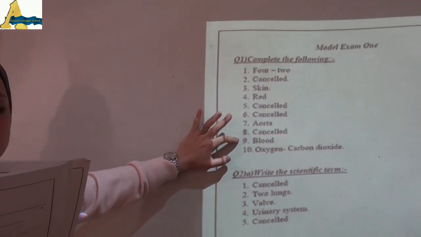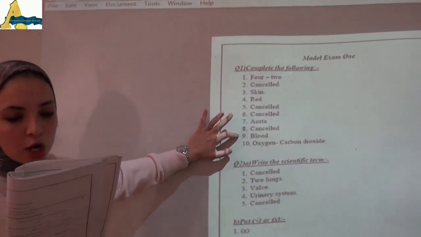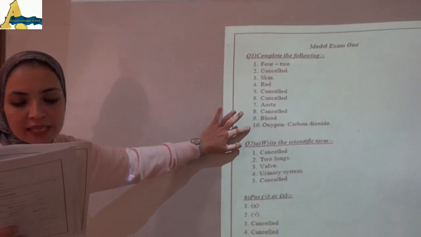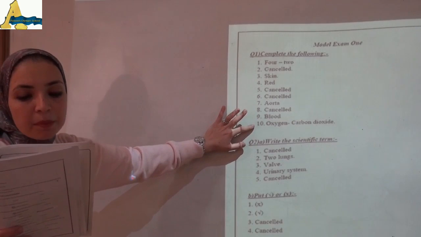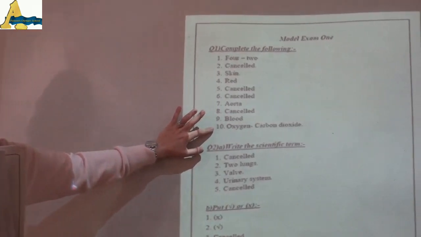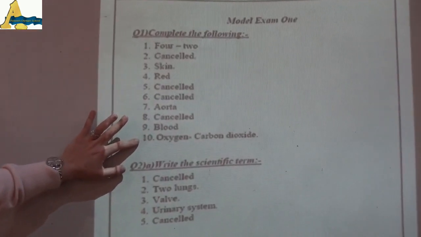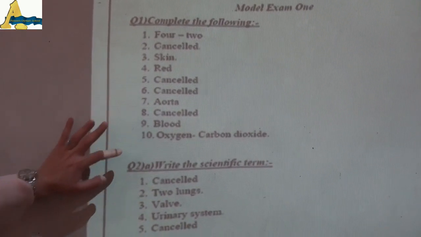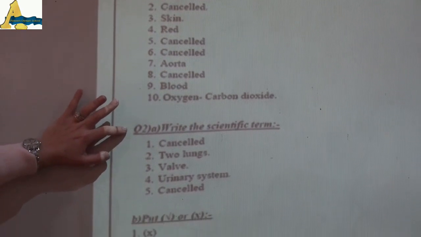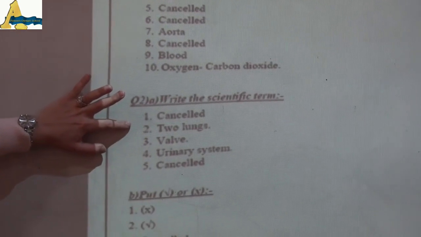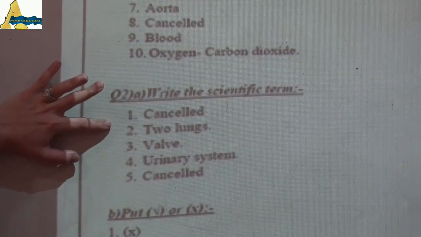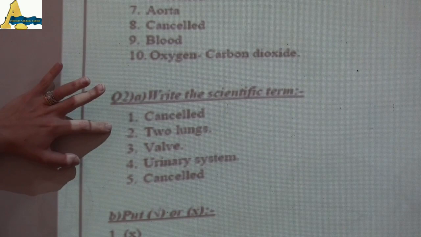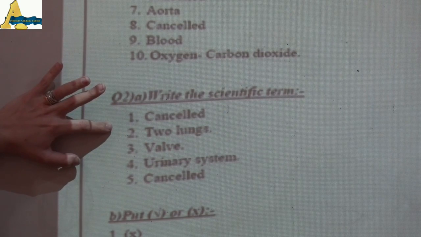Number 9. What keeps the temperature of the body constant? Of course, the blood. The oxygenated blood carries what type of gas? Oxygen. While the deoxygenated blood carries carbon dioxide gas. Write the scientific term. The 2 organs which excrete carbon dioxide. Of course, the 2 lungs during the exhalation process.